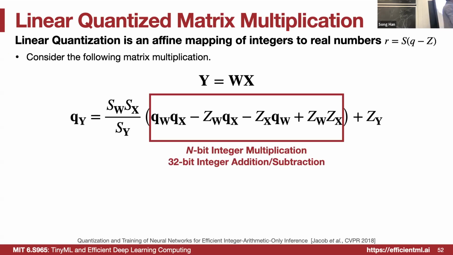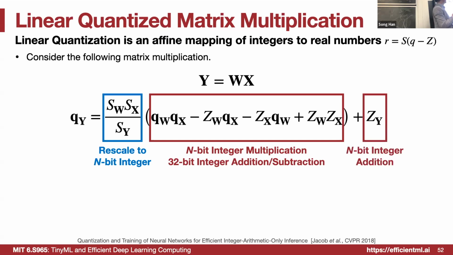All right. So we're going to first look at this. This is just a number. It's not a matrix. And then this is an n-bit integer addition. And here it's an n-bit integer multiplication, since these are all integer values. But we want to do 32-bit accumulation to prevent this overflow.